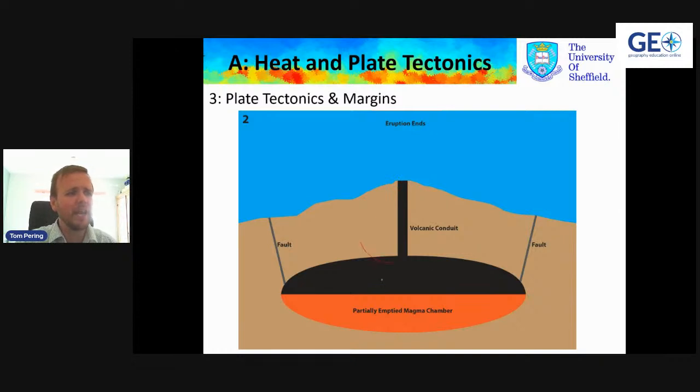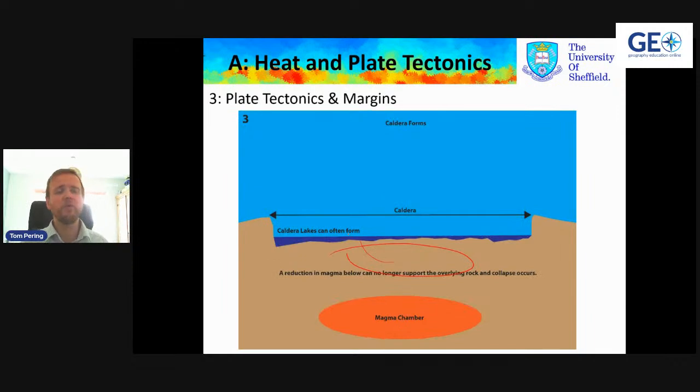But we see these collapse features around here. And when we collapse, we form calderas. These are the evidence of our very largest explosions on this planet: Lake Taupo, areas such as Toba, Yellowstone. These are some of the largest eruptions that we've recorded, though not the largest. And within these, caldera lakes can often form.